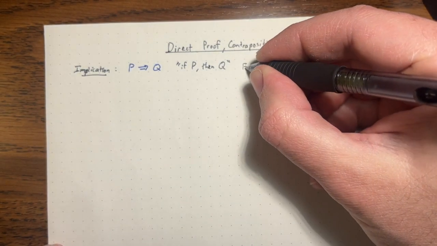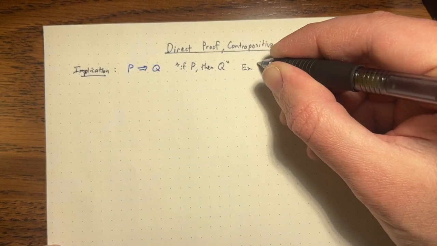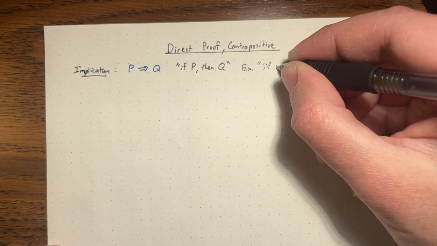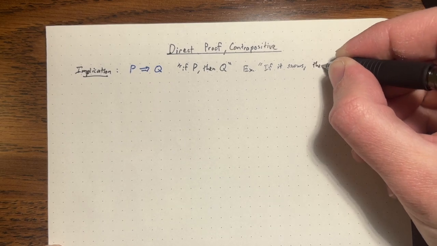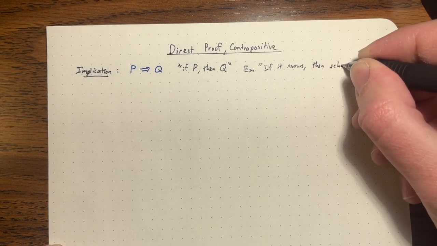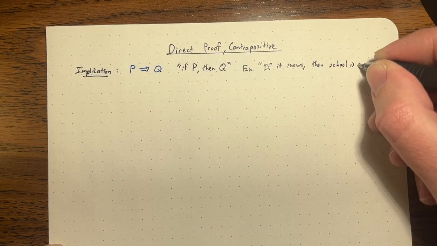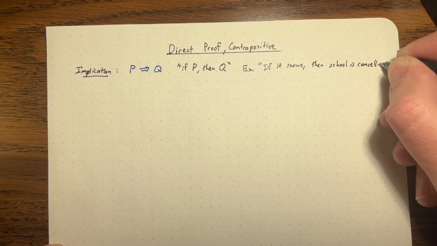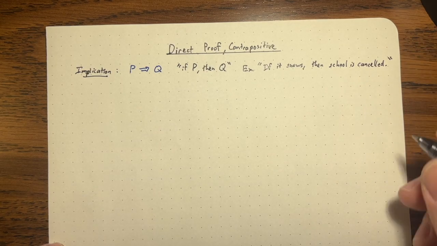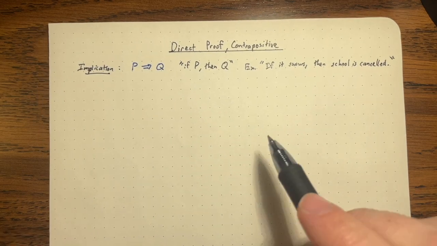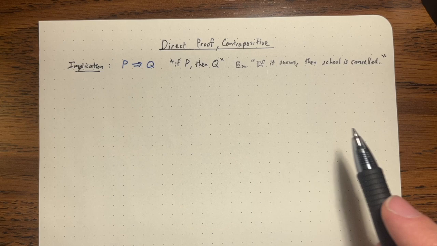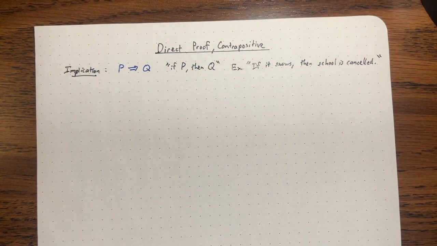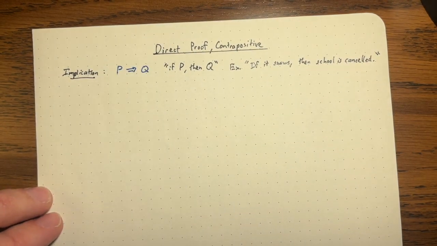For example, if it snows, then school is canceled. And it's an example of a proposition. Maybe true or maybe false, but it's one or the other. Okay, so we have the implication.